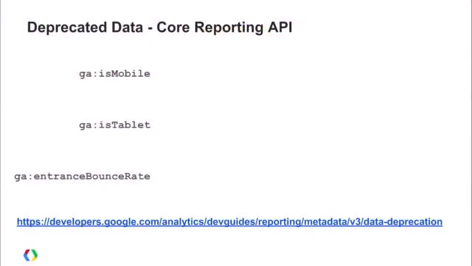So another important change that you should be aware of if you're using these dimensions and metrics is that we've deprecated three columns here. One is isMobile. This was a dimension that indicated yes or no whether the visit was on a mobile device. We had a similar thing for isTablet, and then we had the entranceBounceRate. And these have been deprecated.